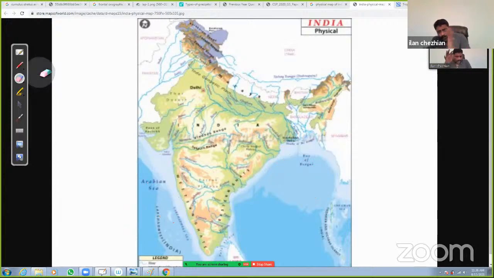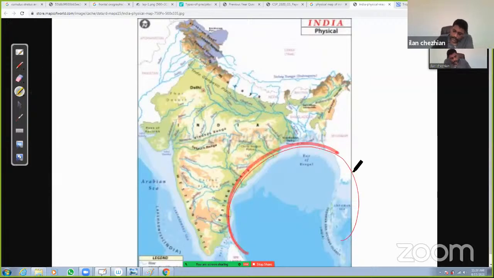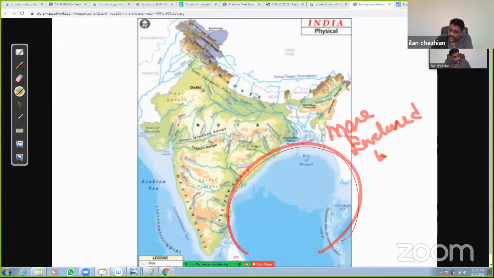So, Arabian Sea versus Bay of Bengal, we have an idea. I told you why. What is the reason? The surface temperature of the Bay of Bengal is more than that of the Arabian Sea. Why? Because the Bay of Bengal is more enclosed by land, my friend.